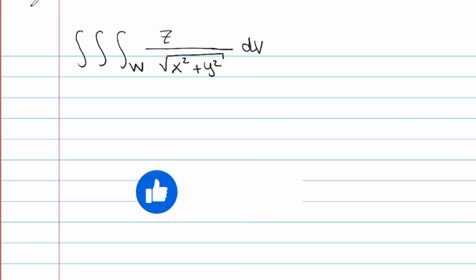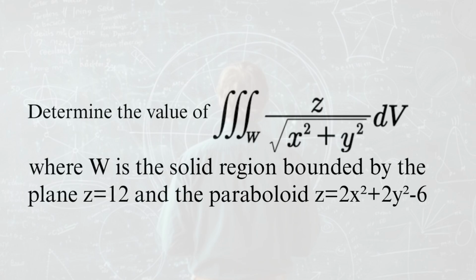Today I'm going to solve this triple integral. First of all, they say determine the value of the integral here, right? It's just to determine it, and then what? Where W is the solid region bounded by the plane z equals 12 and the paraboloid z equals and so on.